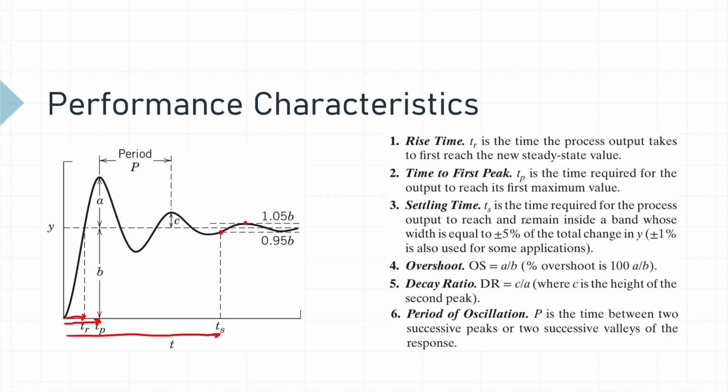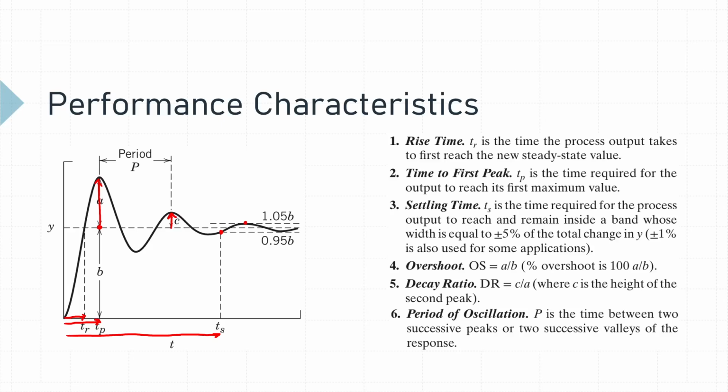Overshoot, or OS, is just A over B. This is the percent overshoot if you multiply A over B by 100. So essentially, the steady state value is the point of comparison to the peak. That is how you get your overshoot. Multiplying that by 100 gives you the percent overshoot. Next, the decay ratio, or DR, is equal to C over A. This is where C is the height of the second peak of the oscillation. This is compared to the first peak. That is the decay ratio.